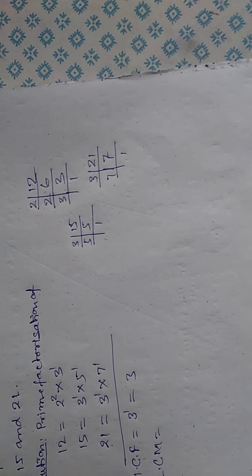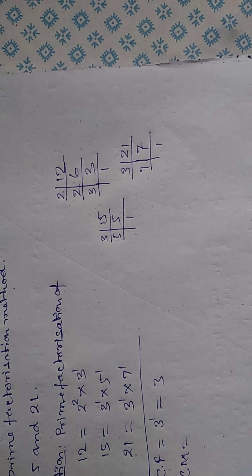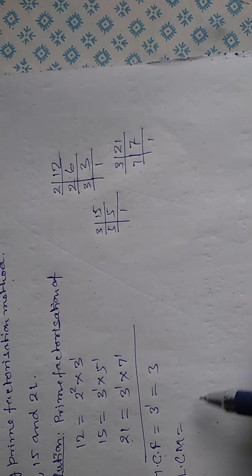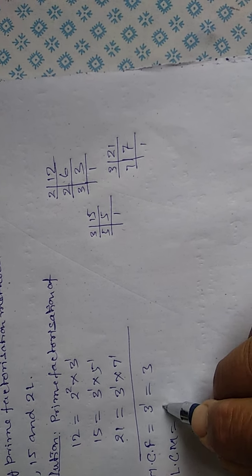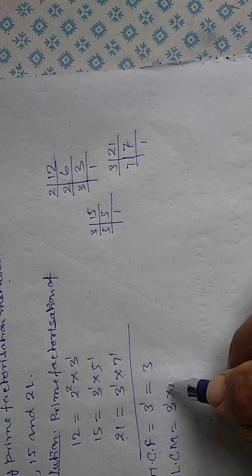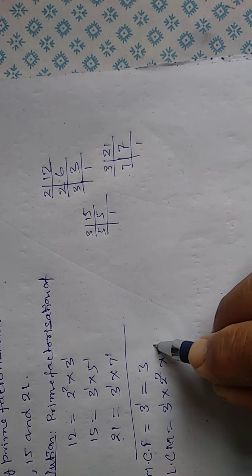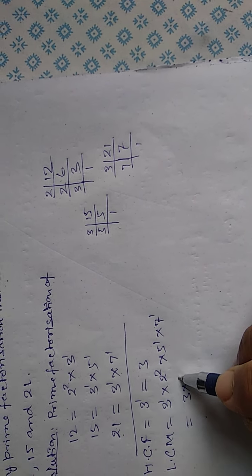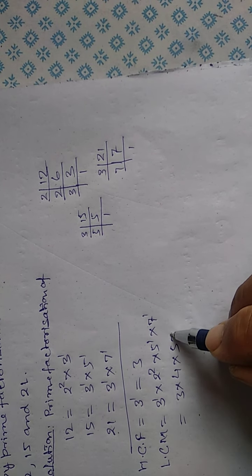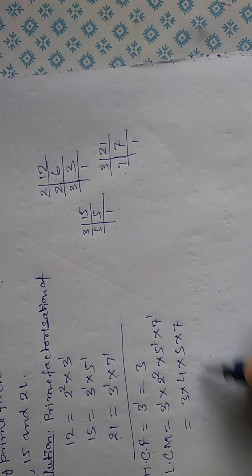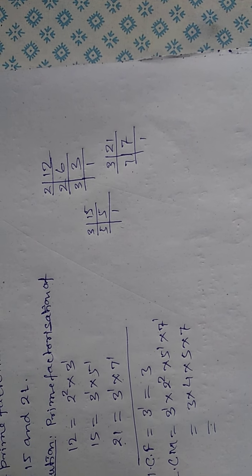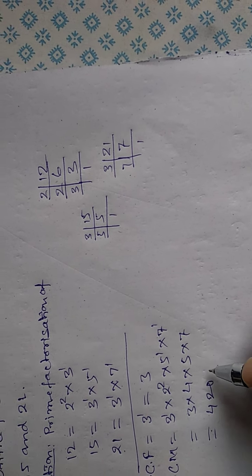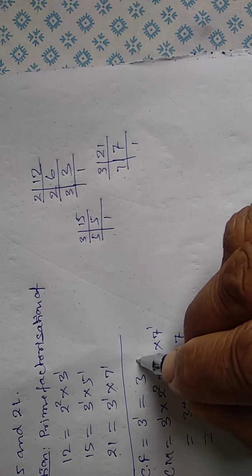Now LCM, in LCM you know that you will write the greatest power of all factors. Now first of all you will see the common factor. Common factor is 3. Its power is 1 in all. Therefore 3 power 1 into remaining factors 2 square into 5 power 1 into 7 power 1. It is equal to 3, 2 square 4, 5 power 1 5 into 7 power 1 7. Find the product of these. You will get 420. Therefore, it is the answer LCM and this one is HCF.